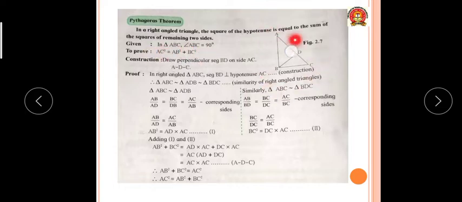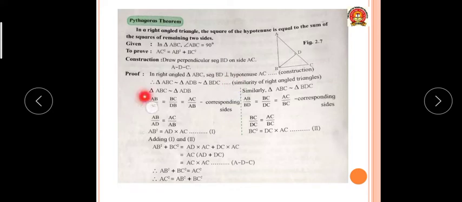In triangle ABC, angle ABC is equal to 90 degrees. So, AC square is equal to AB square plus BC square. What is the construction? Draw the perpendicular segment BD on side AC such that A, D, C are collinear. Proof: in right angle triangle ABC, segment BD is perpendicular to hypotenuse AC. By the similarity of a right angle triangle, both smaller triangles are similar to the original triangle.